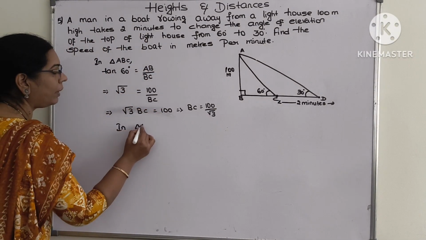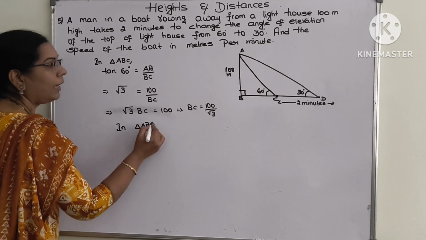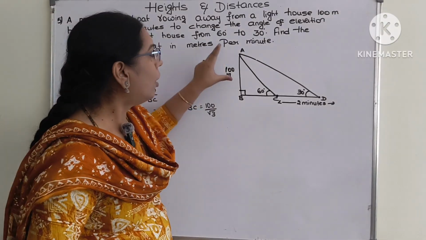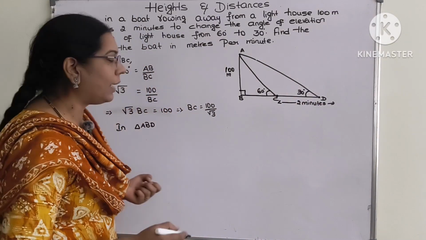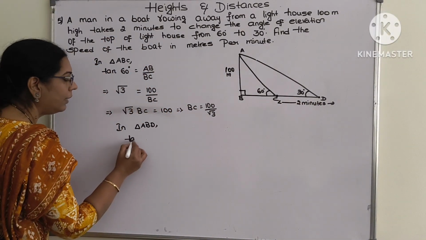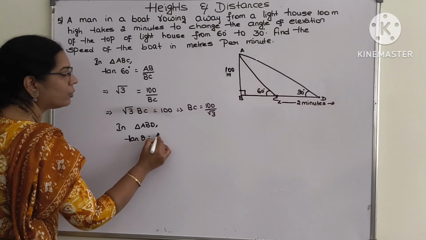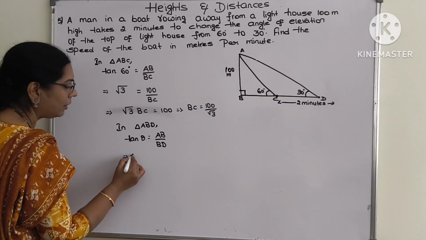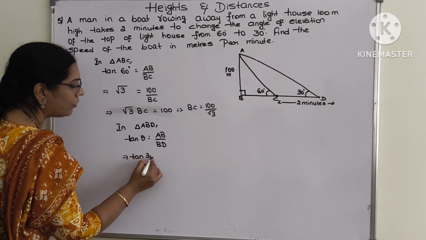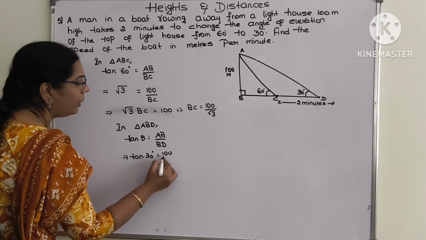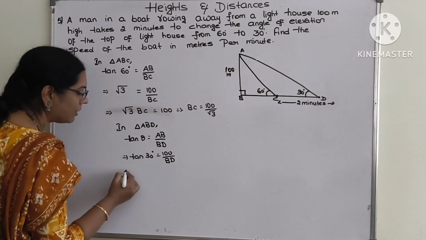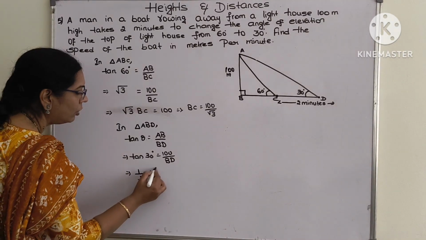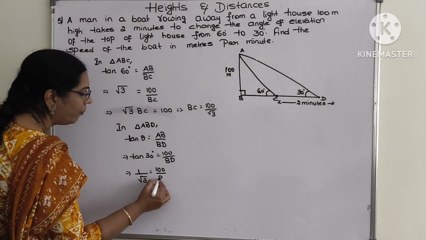In triangle ABD, again, this is the acute angle. So 100, the height of the tower, will become the opposite. The complete BD will become the adjacent. So again, I'll consider tan theta, which is equal to AB by BD. Tan 30 is equal to AB, which is 100. BD for now I will write as it is. Tan 30 is 1 by root 3, which is equal to 100 by BD.